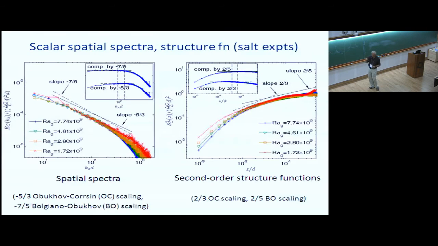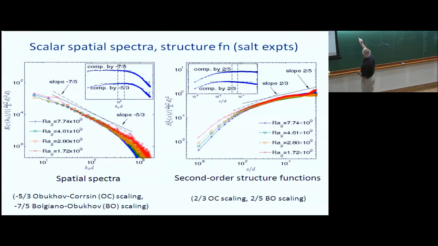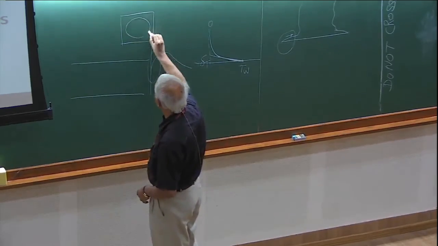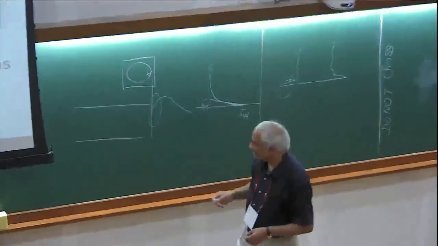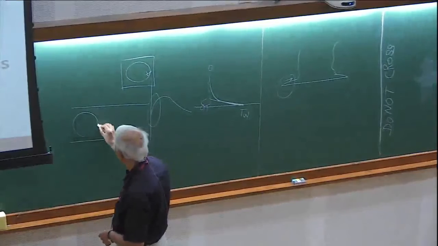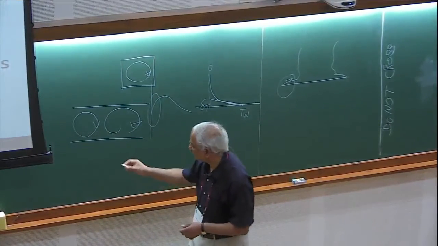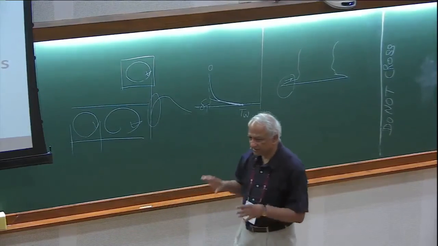Size of the outer rolls. So the size of the outer rolls is essentially determined by the height of your cell. So if it is an aspect ratio 1 cell, then you get a single roll. But if the aspect ratio is larger, then you'll get multiple rolls, where the lateral extent of these rolls would be of the same size as the height.